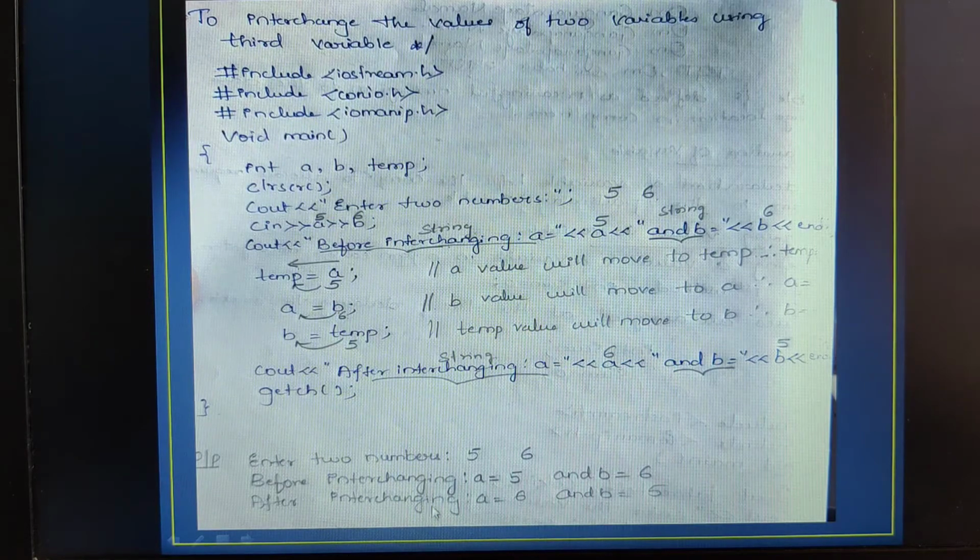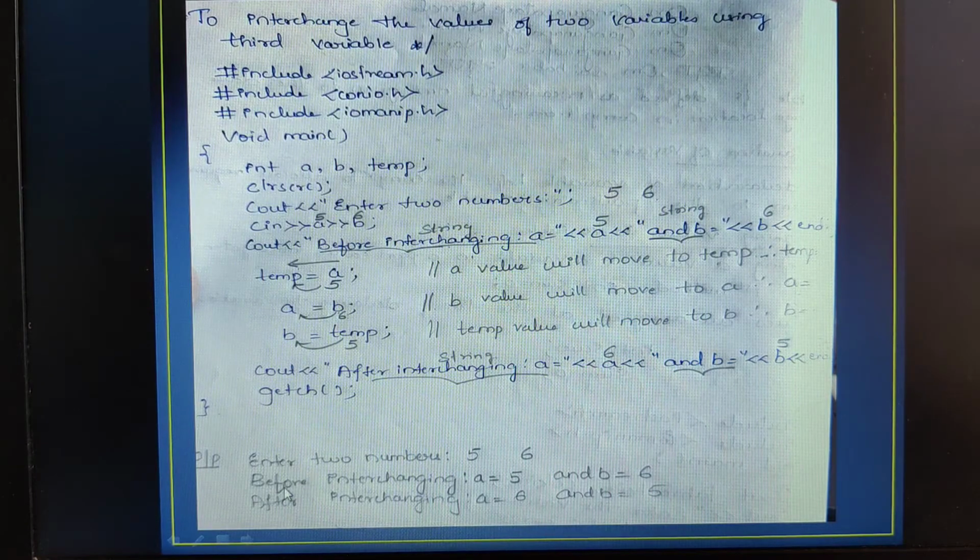Now look at this statement. First look at the output, then you'll be able to understand this point. I want to print it as: before interchanging, a is equal to 5 and b is equal to 6. This is the way I want to print. How will I write? cout, stream insertion. This is a string constant, so double quotes: before interchanging a is equal to. All this is nothing but string constant. The only values are 5 and 6. The rest are all string constants.